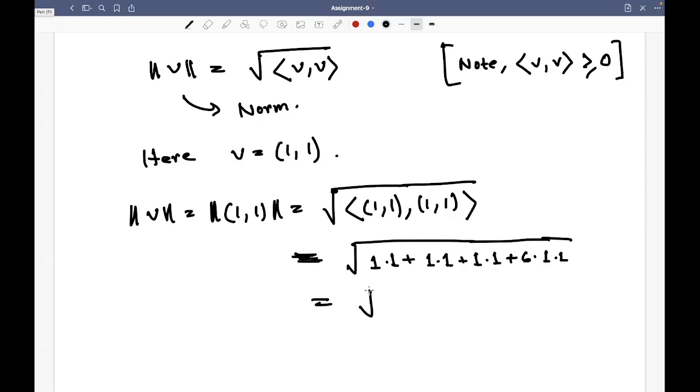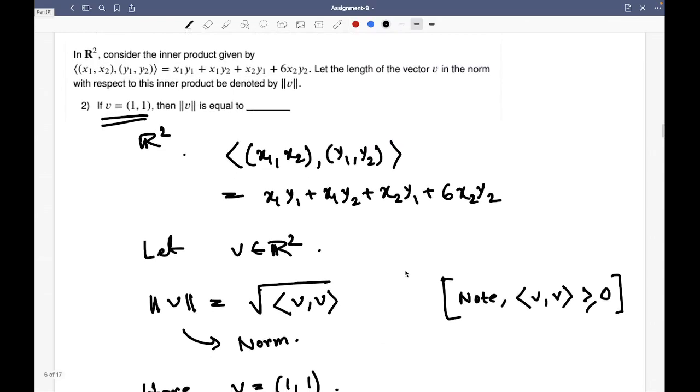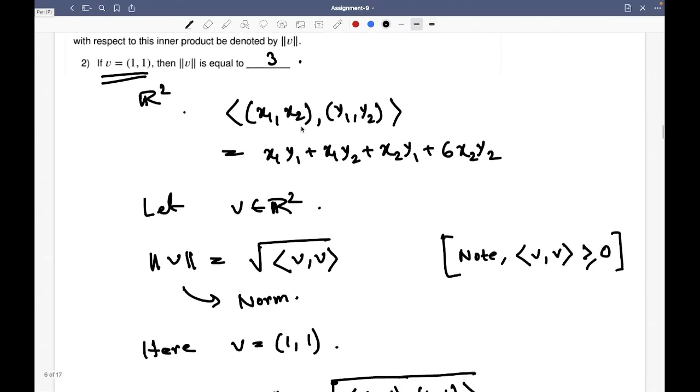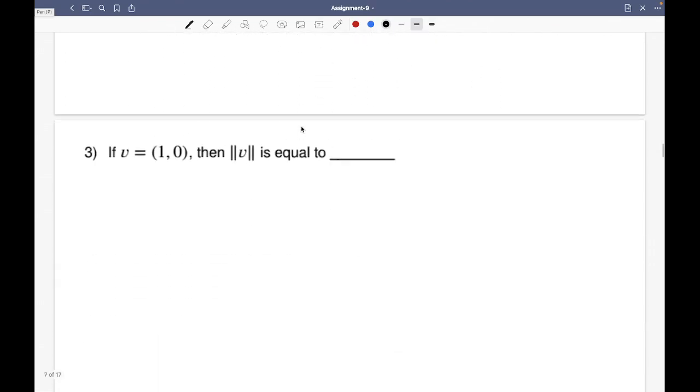And so what is this? So this is 9. Square root of 9 means 3. So the length of the vector is 3. So this is the length. So norm B is 3, right? So question number 2 is done. So norm B will be 3 for B equal to (1, 1).